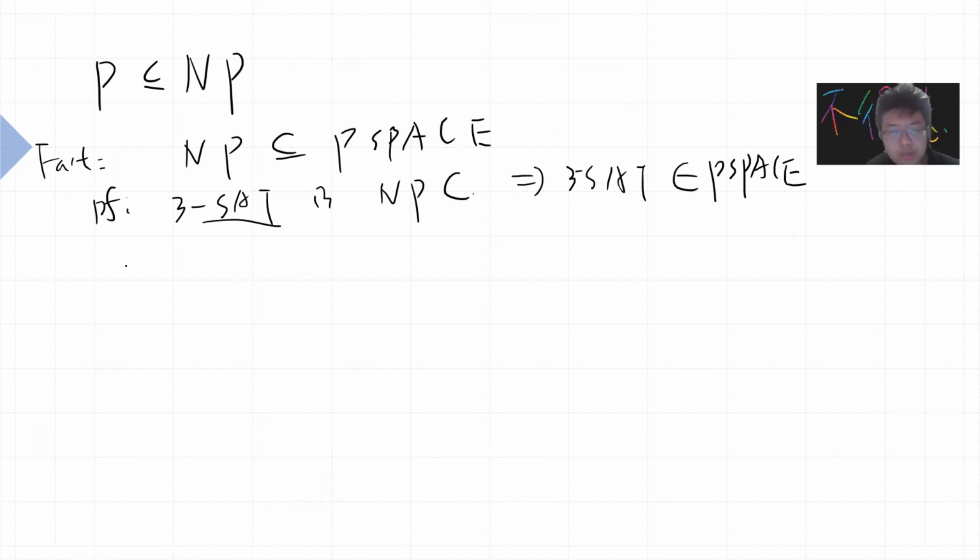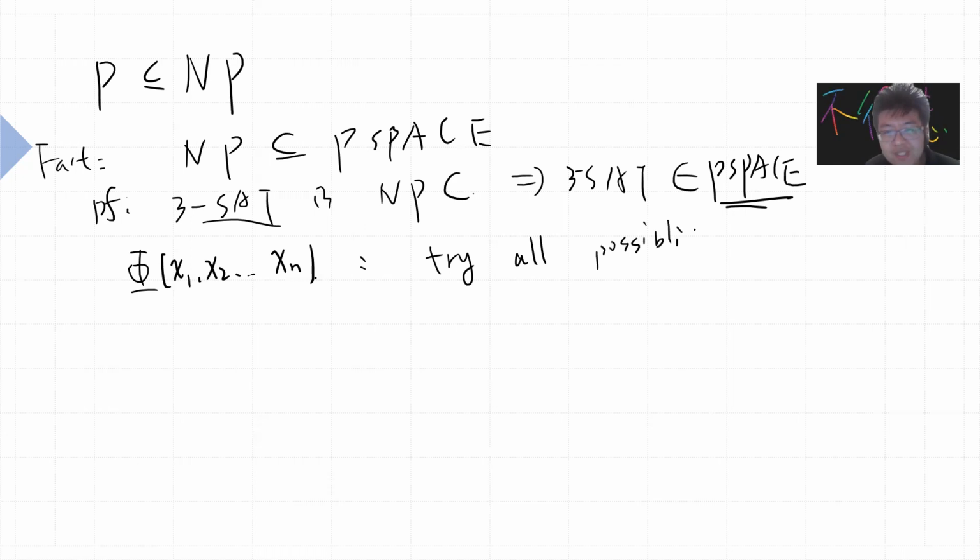3-SAT means that somebody gives you a formula in conjunctive normal form. Let's write it as phi, and let's say we have variables x1, x2 up to xn. We want to give a PSPACE algorithm that only takes polynomial space. This algorithm is very simple, just one sentence: basically try all possibilities. Each of x1, x2, up to xn can be 0 or 1, so in total we have 2^n choices.